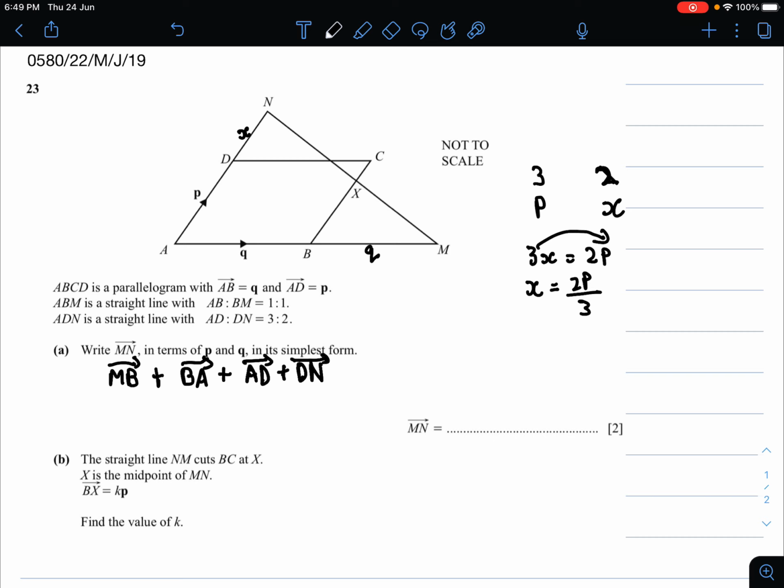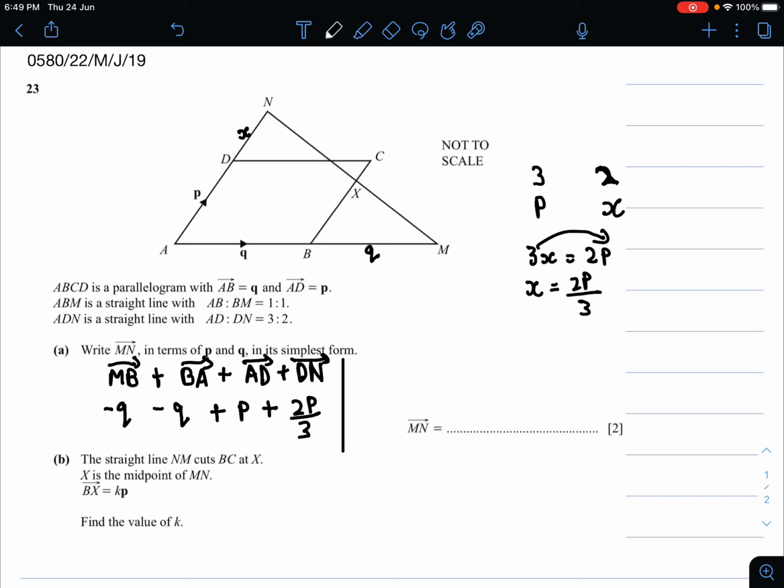So MB would be negative q, because we are going in the opposite direction. So negative q plus BA is also negative q because opposite direction. AD is in the same direction, so plus p, and as we worked out x is 2p by 3, so we can stick with that, 2p by 3. Now all we need to do is go ahead and simplify.